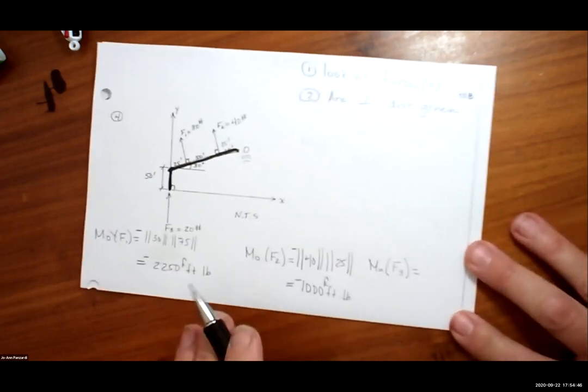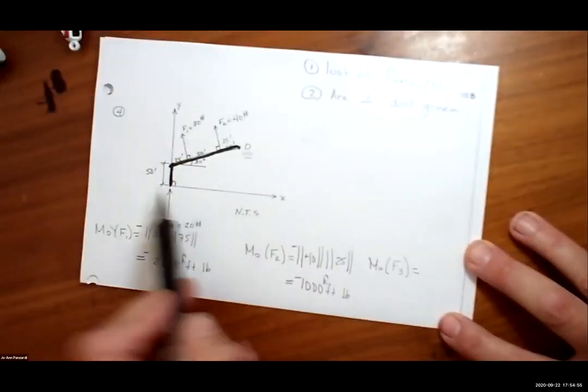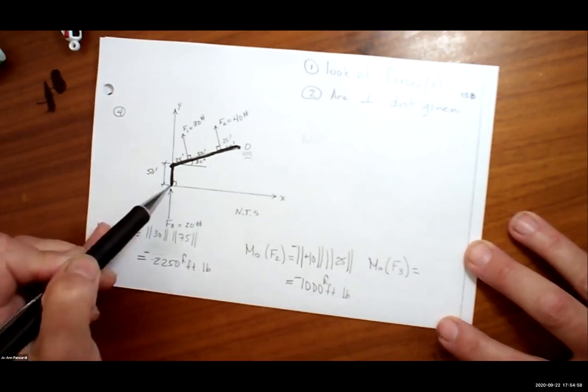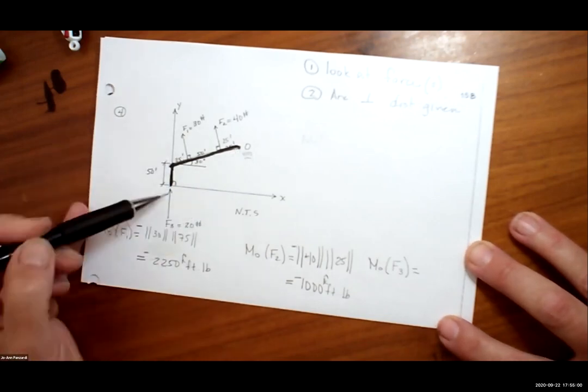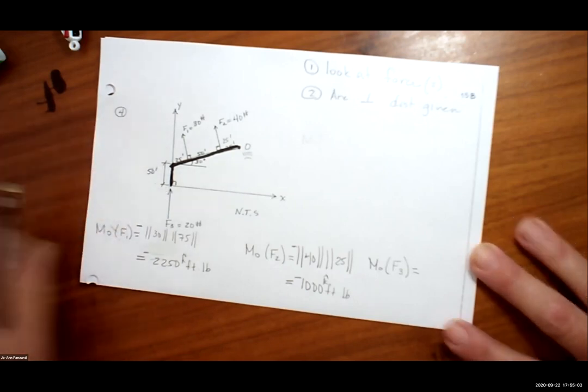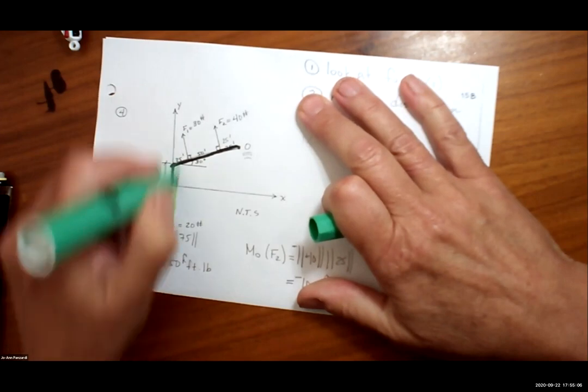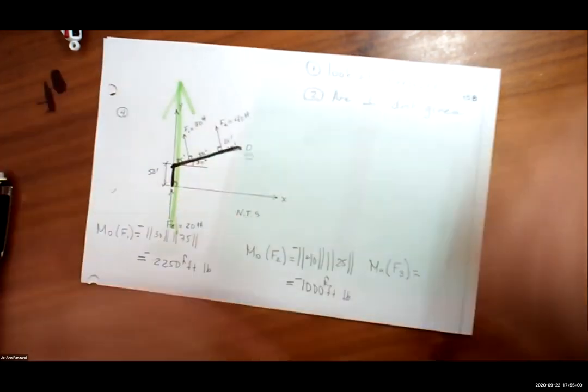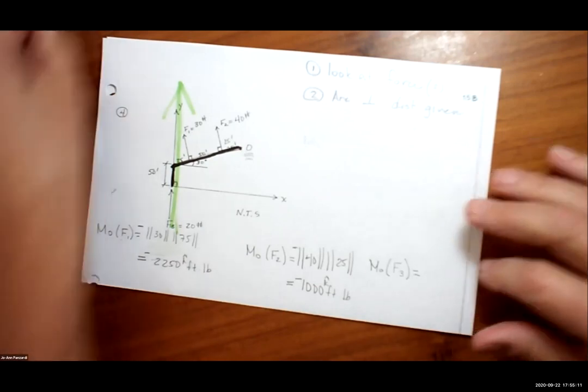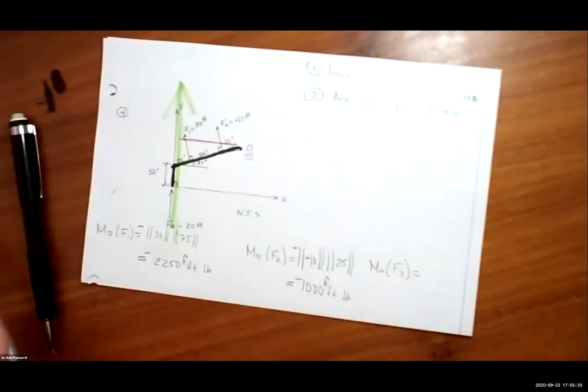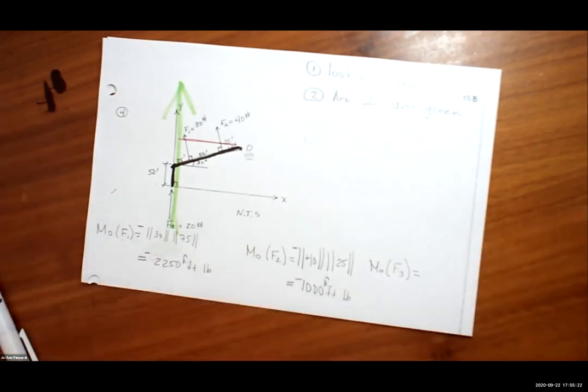Okay, Tony. So on F3, here's F3. Do you know the perpendicular distance between F3 and point O? It would be this, right? Right here? Yeah, up to about there. So is it given? No. Tony, it's not given. Can we find it really quickly? We could, yeah.